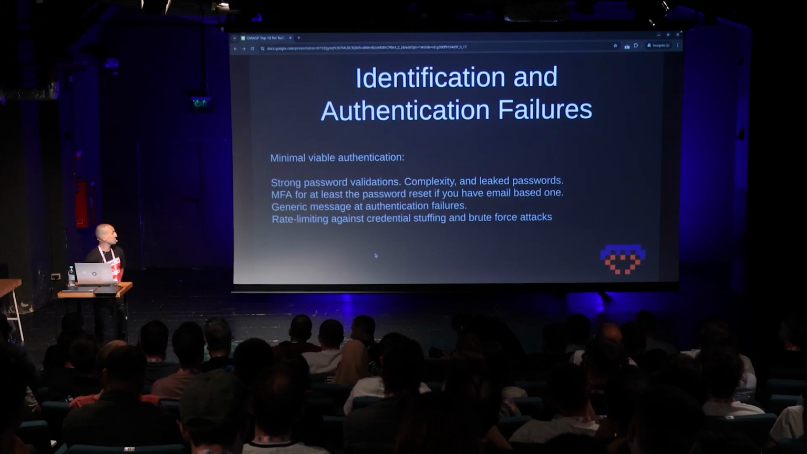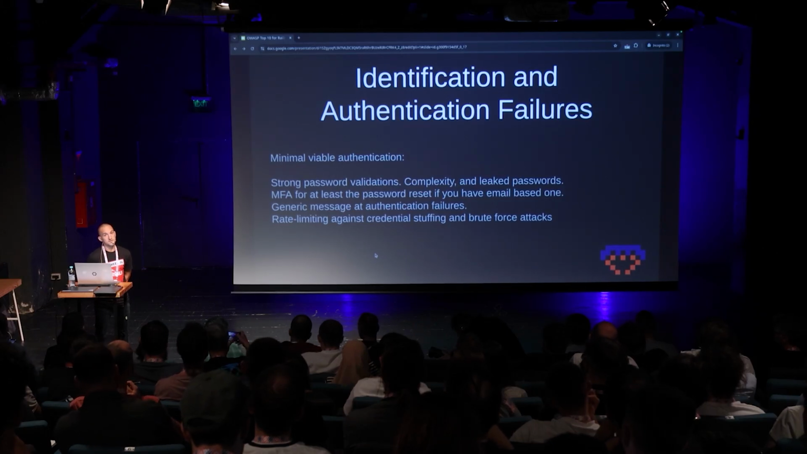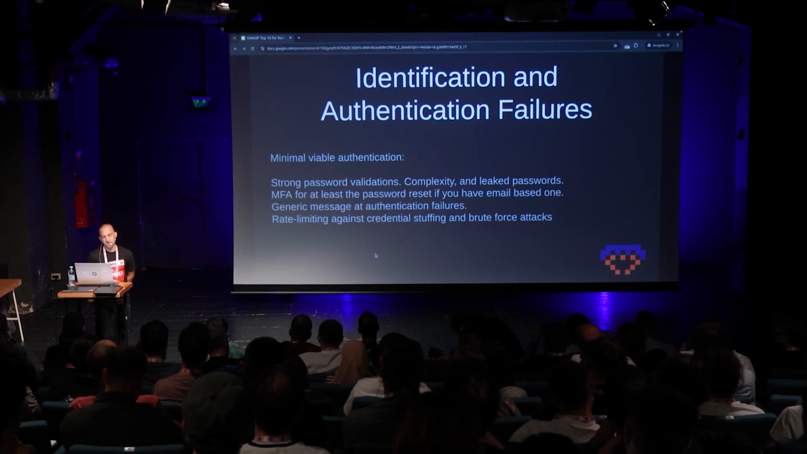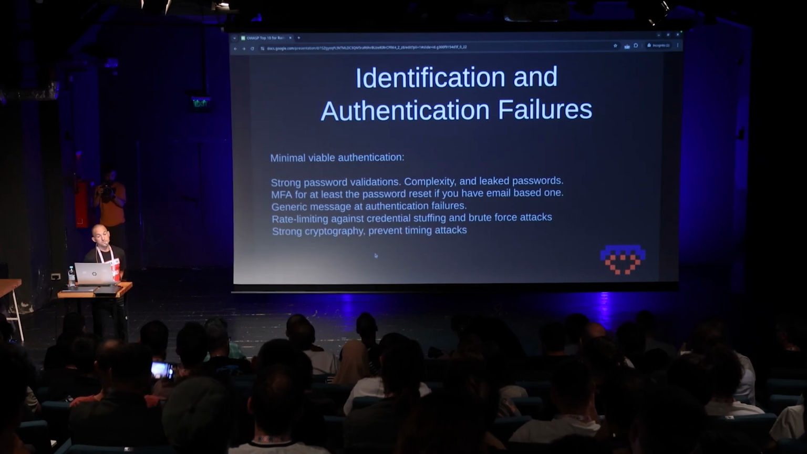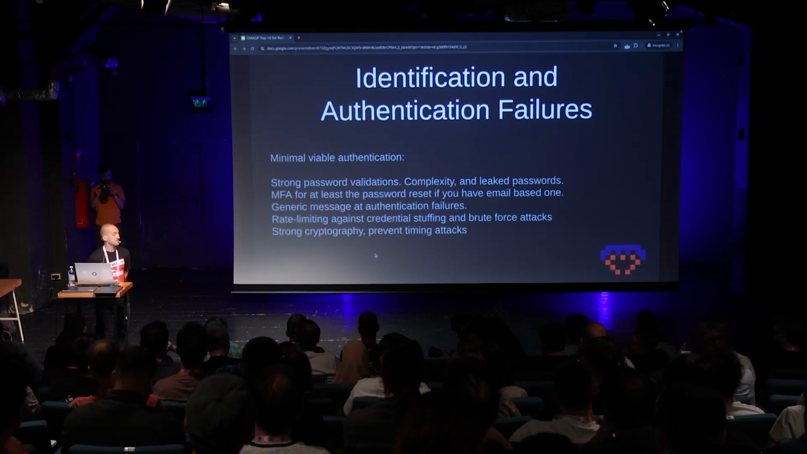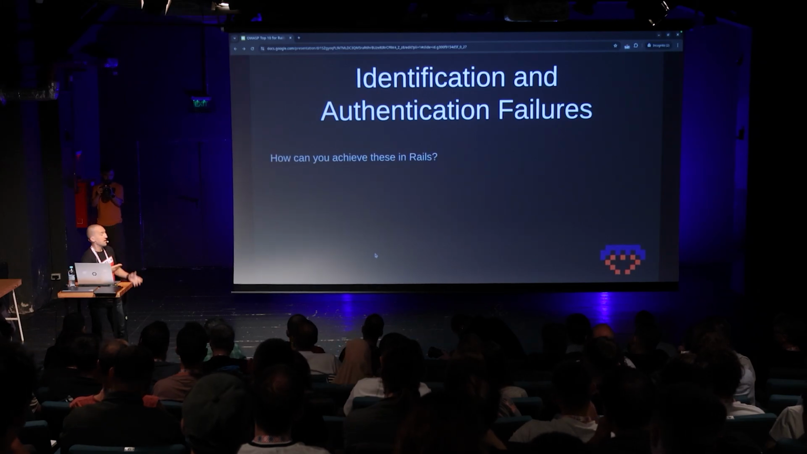The last one is use rate limiting, because without rate limiting, it's very easy to brute force or do a credential stuffing attack these days. Technology is just really fast, so it's better to block malicious clients. And use strong cryptography, prevent timing attacks. That's also very important. And now the question is, how can you achieve all these in Rails, right?